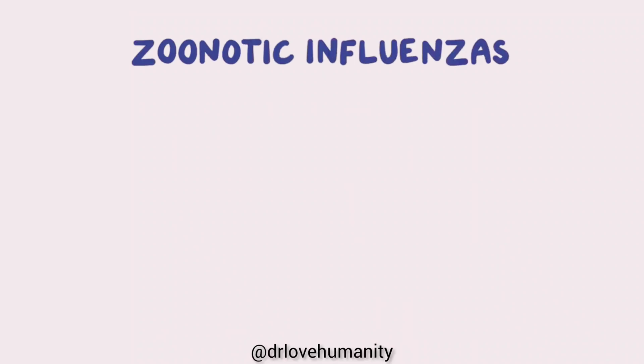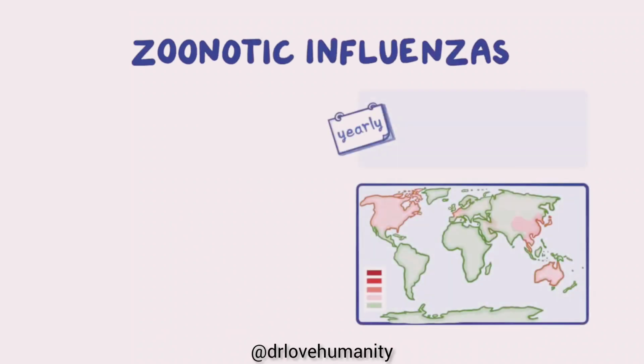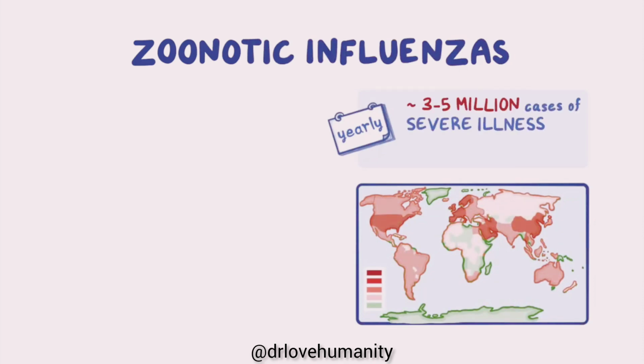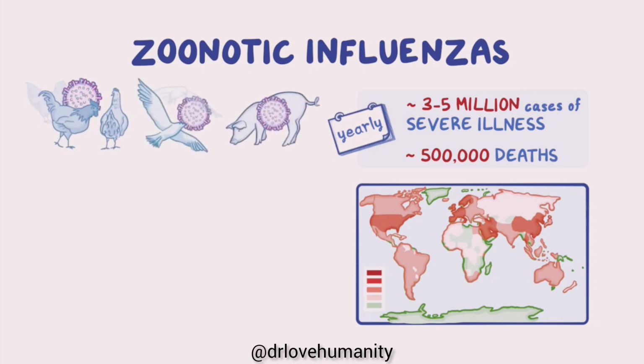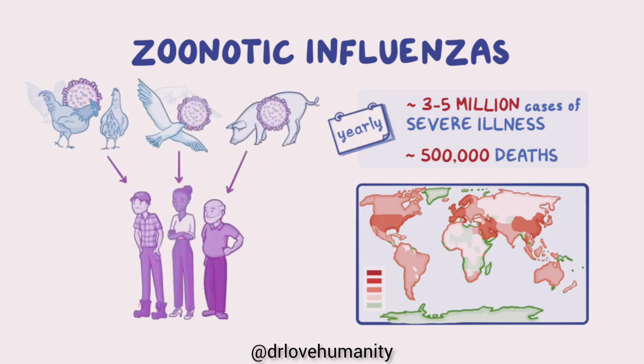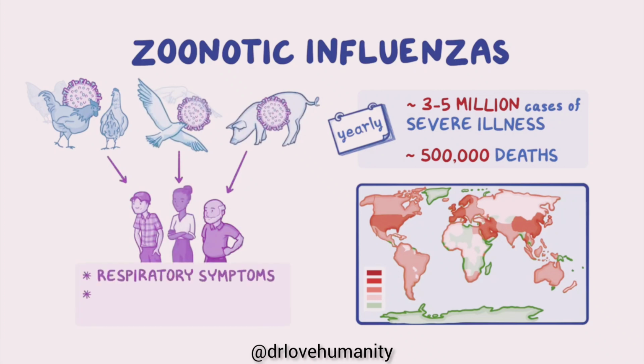Zoonotic influenzas spread around the world in yearly outbreaks, resulting in about 3 to 5 million cases of severe illness and approximately 500,000 deaths. Zoonotic means they are caused by pathogens, in this case, viruses, that have hopped from infected animals to humans. They've been found in a variety of animals like domestic poultry, wild birds, and pigs. In humans, they typically cause mild to severe respiratory symptoms and fever, and they also have the potential to cause epidemics or pandemics.